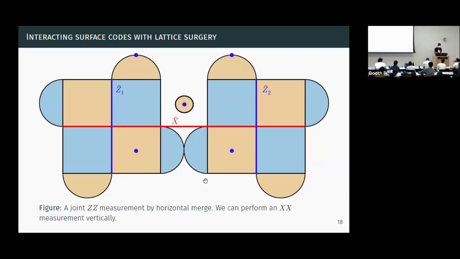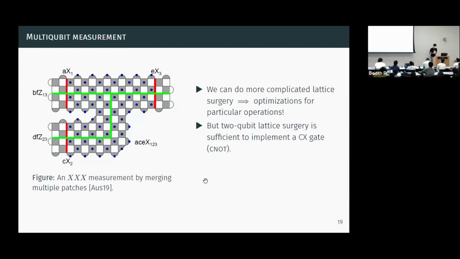And this is very convenient. I'm going to skip this. You can do multi-qubit measurements. This is XXX.